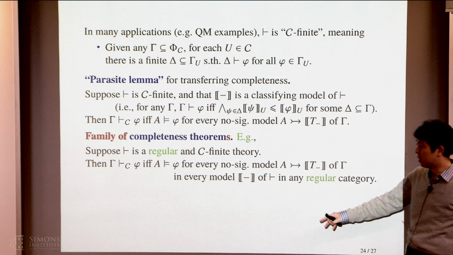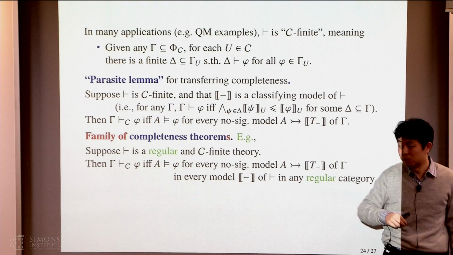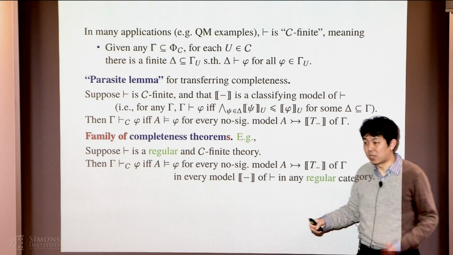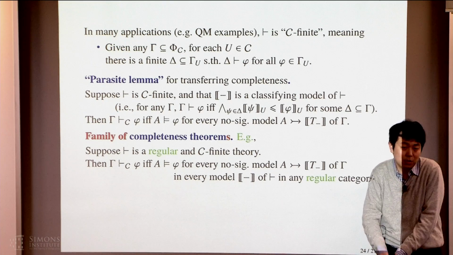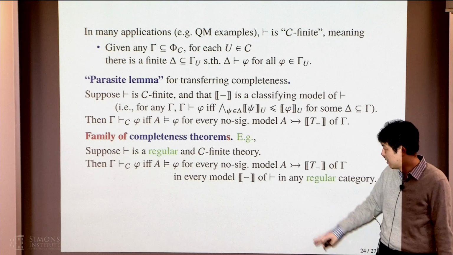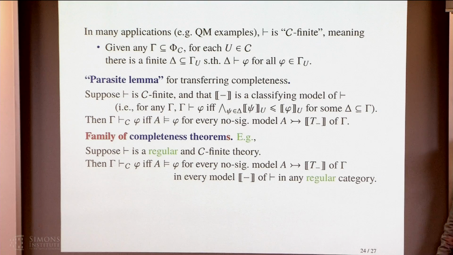For instance, if you start from a regular logic, then the usual categorical logic gives you a classifying regular category for your theory. Then if you take an inchworm fragment of that, it is already a classifying model for your inchworm logic. That's how the completeness goes.